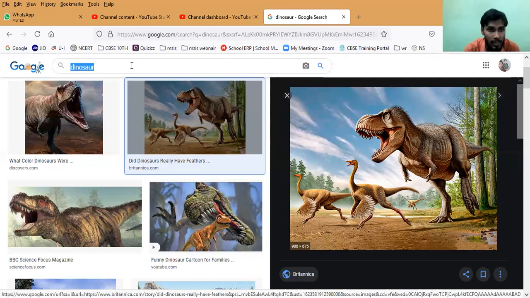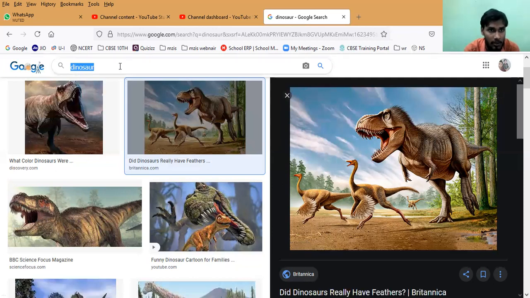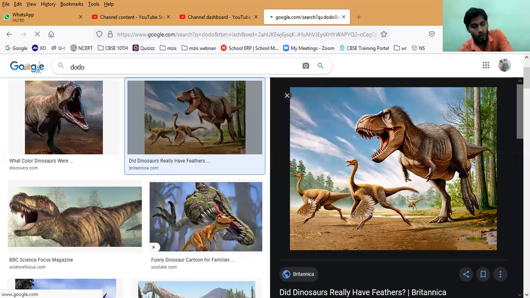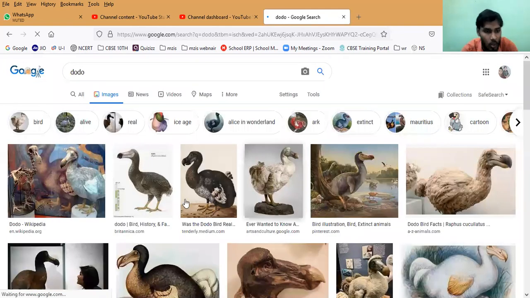Okay, sir. What is the next animal? Dinosaur is over. What is the second one? Dodo. You can see, this is called dodo. Very nice animal. Have you seen this dodo? Yes, sir, in cartoons and in some movies it will be present. This is dodo.